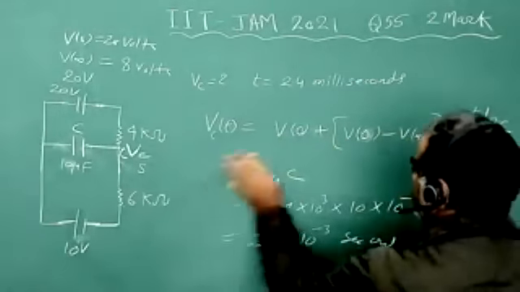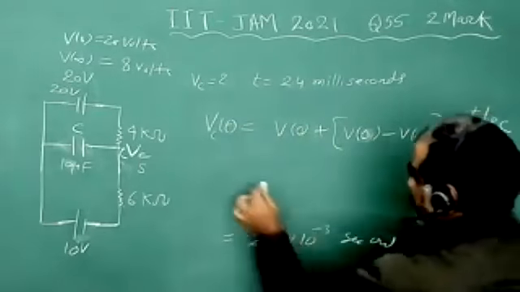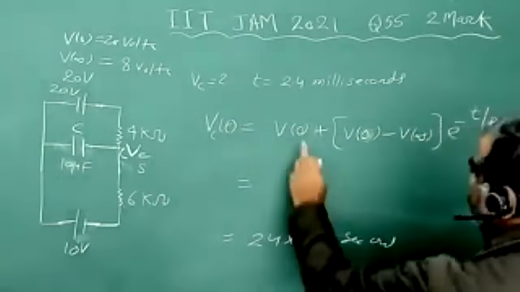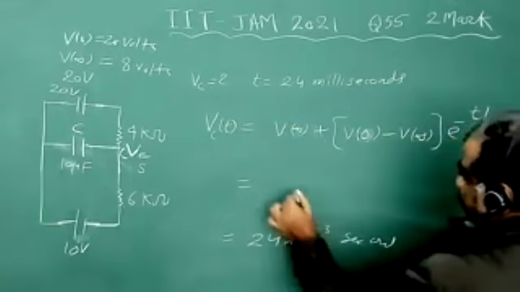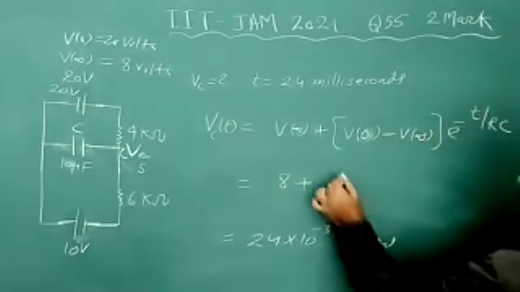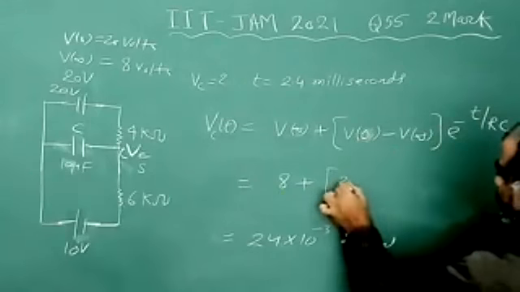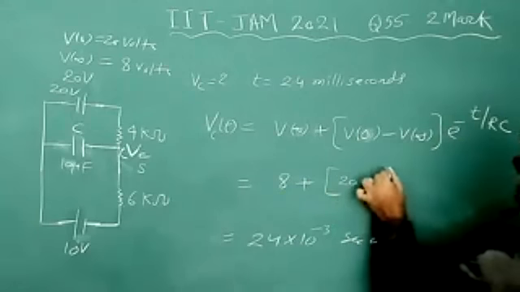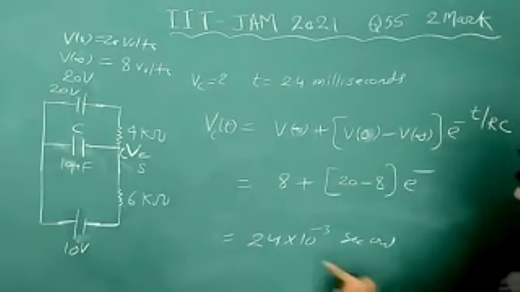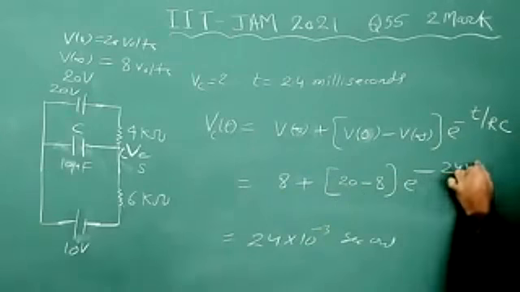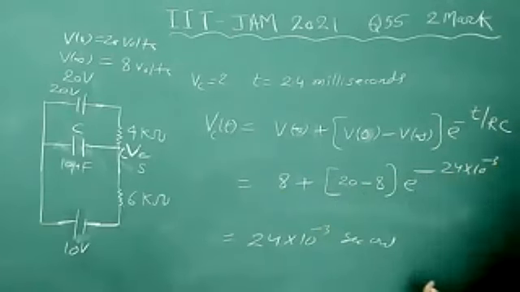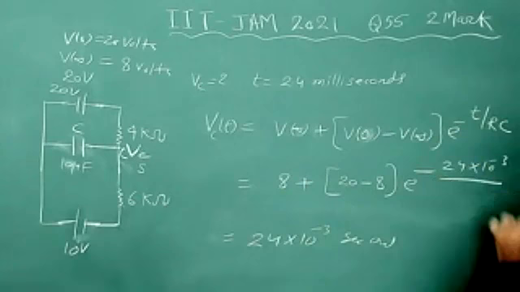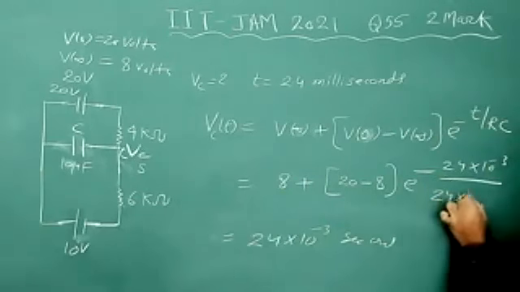So now this VC will be V0. Sorry, this is V infinite. V infinite is my 8 volts. Then V0 is 20 volts minus V infinite, 8 volts, exponential minus t, where t is 2.4 milliseconds, and the RC value is 24 milliseconds.